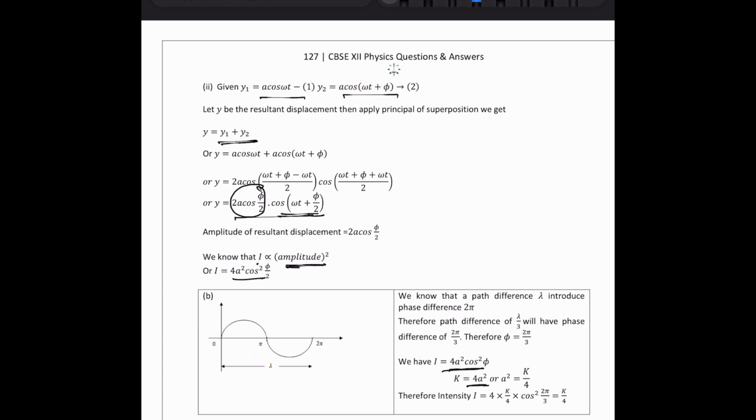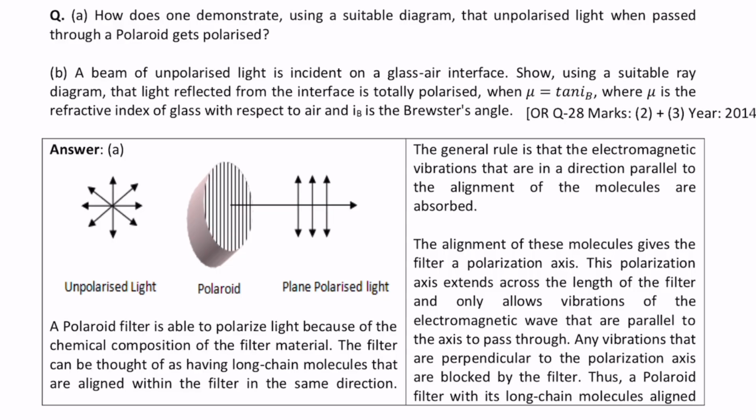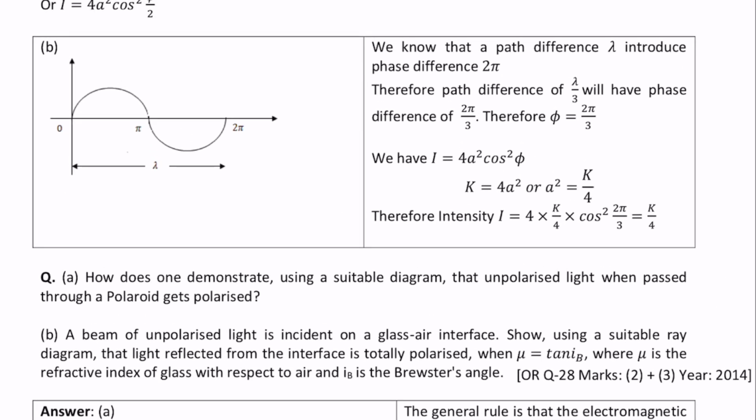So k is equal to 4a square, a constant, so a square is equal to k by 4. Therefore the intensity is equal to 4 into k by 4 into cos square of phi by 2, with phi equal to 2 pi by 3. This is k by 4. That's all. Now the next question. If you want to take the screenshot.